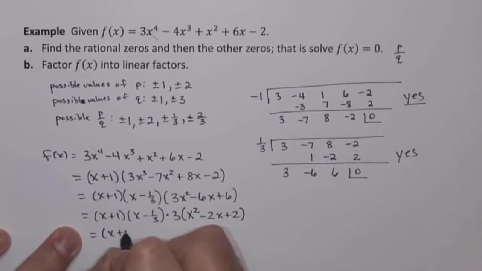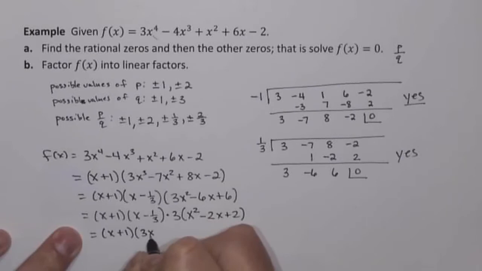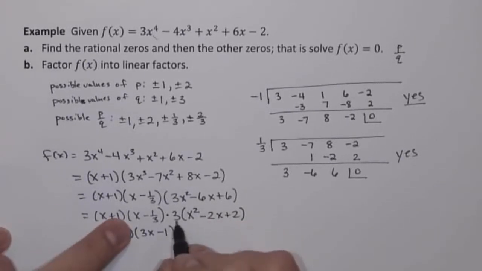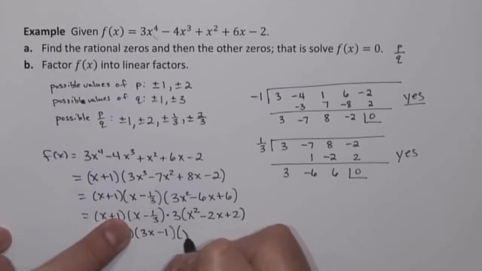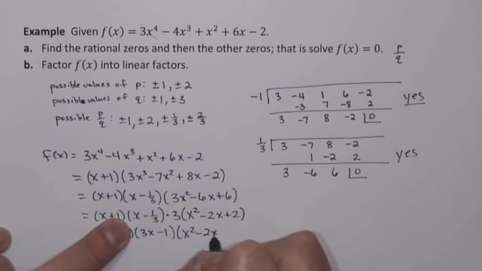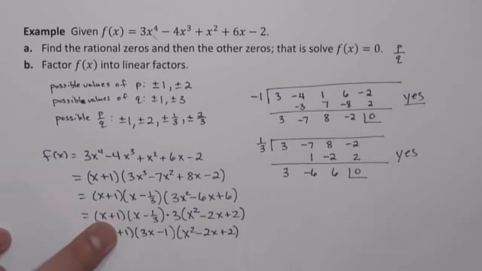And so I would get 3x minus 1 when I multiply. That way I don't have the fraction. 3 times x would be 3x. 3 times 1/3 would be 1. And we have x squared minus 2x plus 2.